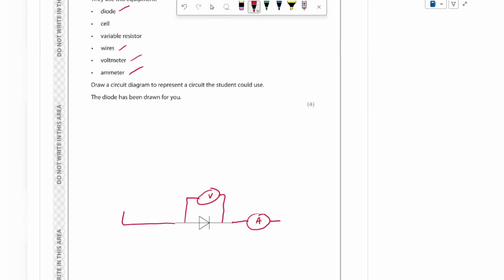And that is going to be going up to the cell. Current goes from positive to negative. The diode is also an arrow, so it should probably be that way around the cell, although I'm not sure that's going to matter too much. Then, to control the voltage that we're giving the diode, we have a variable resistor, something like that, for 4 marks.